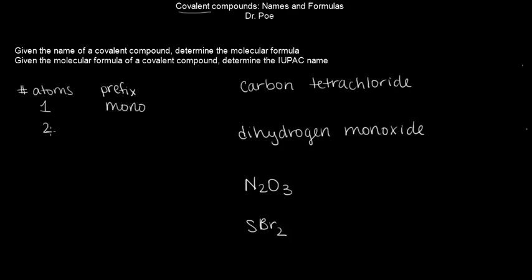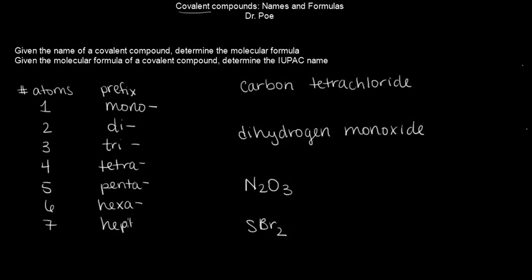Hopefully these are refreshers for you. 2 is di, and prefix, remember, it comes before, so the atom will come after. 3 is tri. 4 is tetra. 5 is penta. 6, like witch, is hexa. 7 is hepta. 8 is octa. 9 is nona. And 10 is deca, like December.